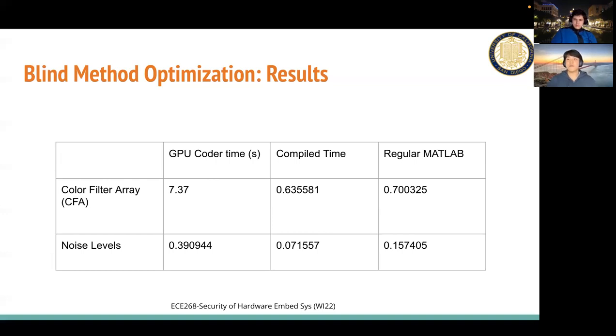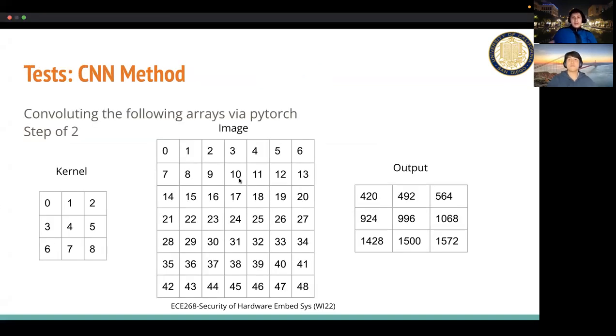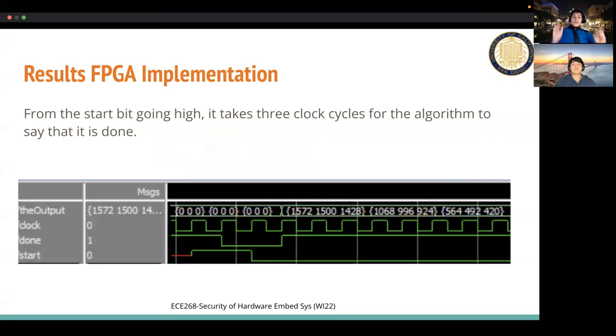For the CNN method, what we did to test is we were given a specific kernel, specific image, specific step size of 2. That way, we would expect the same output out of every method. Then we would be comparing apples to apples, making sure that all the times are consistent. So for the FPGA implementation, after we split the image up and we parallelized it, it actually only took 3 clock cycles for the whole algorithm to be done for one image and one kernel.